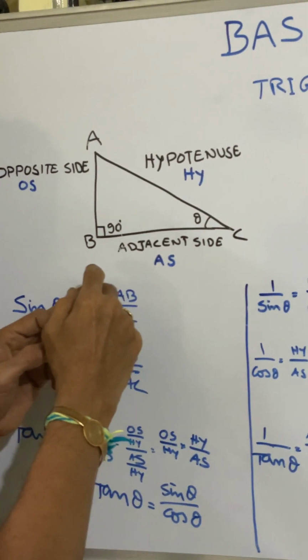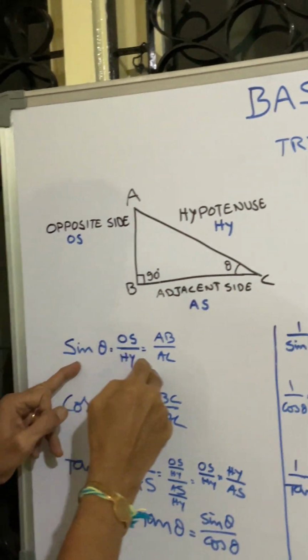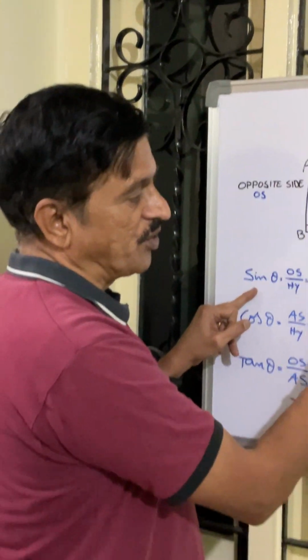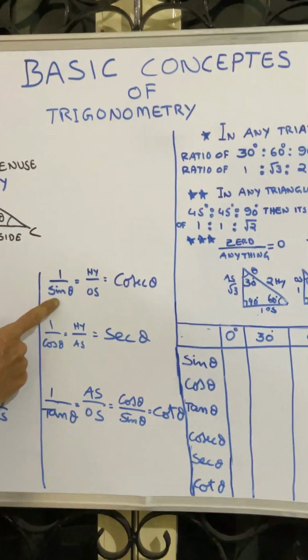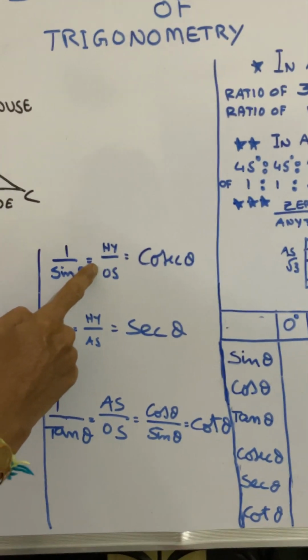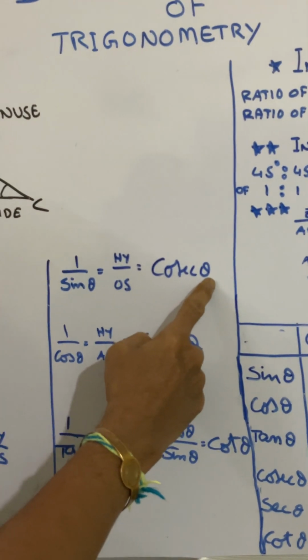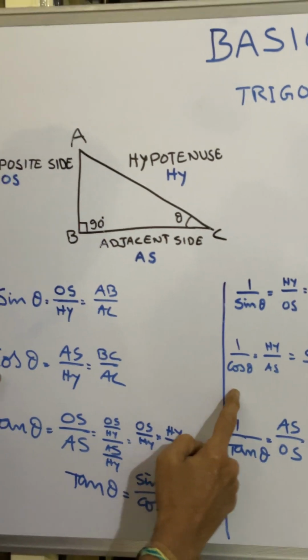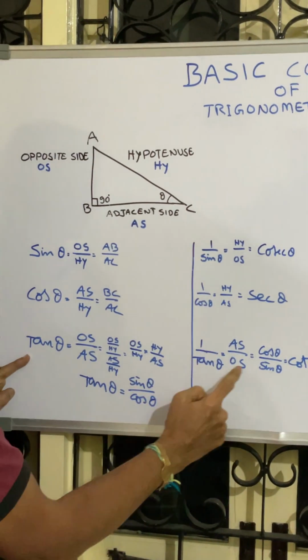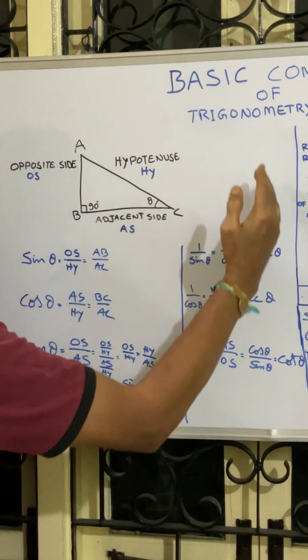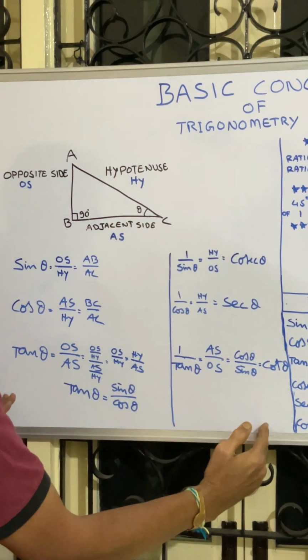If you take the reciprocals of these, meaning the multiplicative inverse, 1 by sin theta is equal to cosecant theta. 1 by cos theta is equal to secant theta. 1 by tan theta is equal to cot theta. These are the basic things we need.